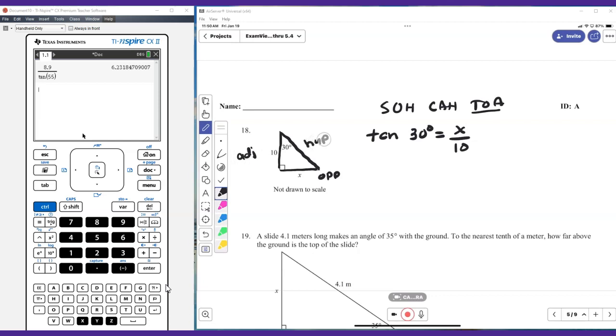This is always the hypotenuse, of course. It's opposite the 90-degree angle. So x is equal to the product of tangent of 30 times 10. So go to trig, tangent of 30, and then write 10, 10 times tangent of 30. In this case you get 5.77, so approximately 5.8 units.